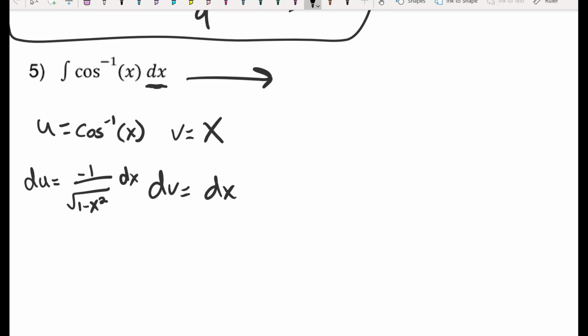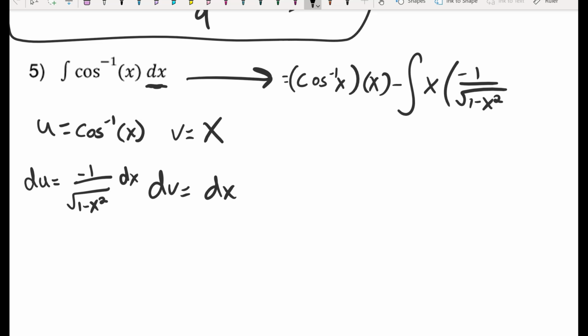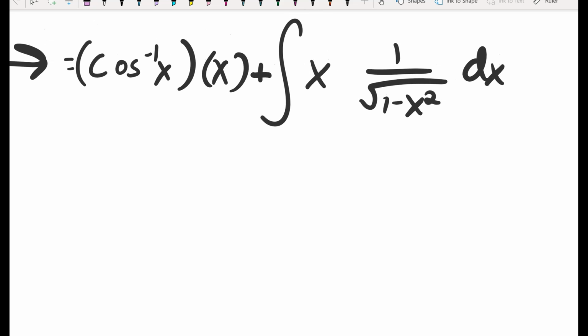So this might get a little chunky when we plug in. Let's see what happens. U times v minus the integral of v du. All right, couple of things I notice here. There's a negative 1 out in front here that I'm going to pull out just to make my life easier, to make that a plus on the outside. And the whole idea of integration by parts is that the integral you end up with should be easier to deal with. So there's no special antiderivative here.